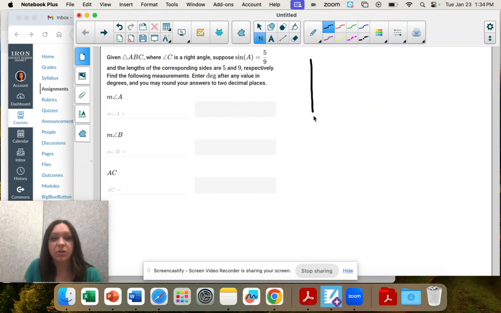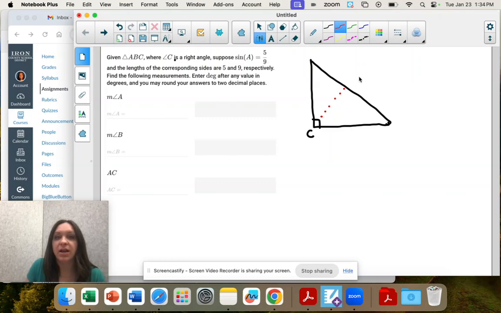Whenever you're given just a word problem, you know that we're talking about a right triangle. Okay, we have sine, cosine, tangent. So C is a right angle. And then the hypotenuse is 9. Remember, sine of the angle is opposite over hypotenuse.